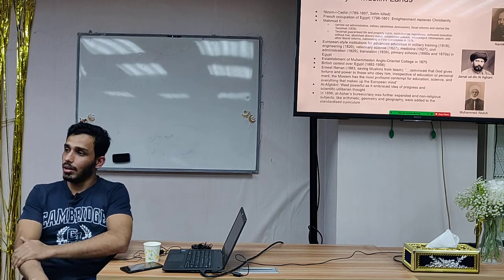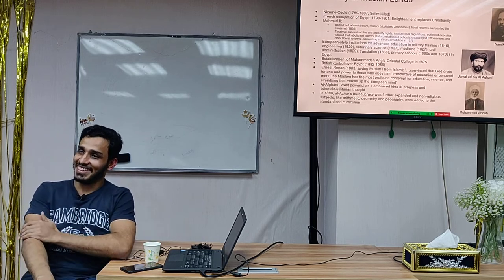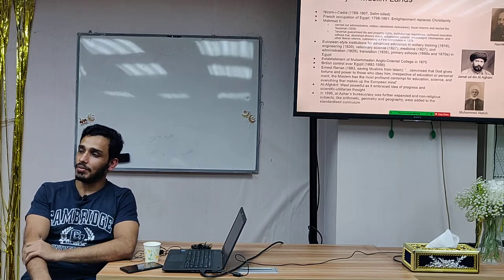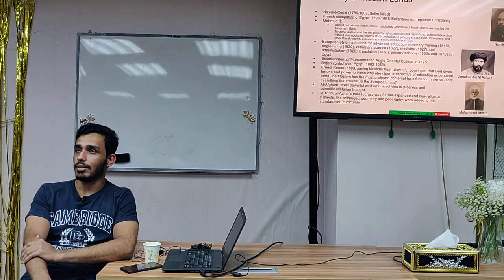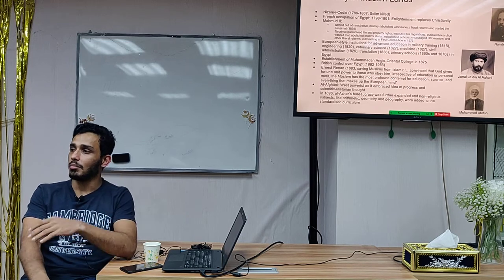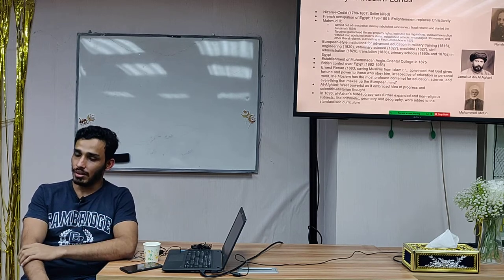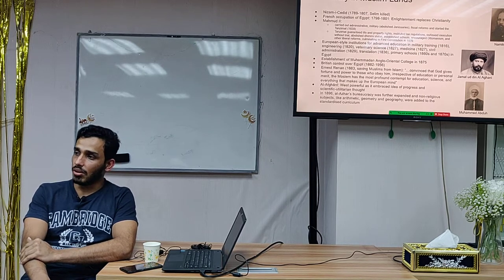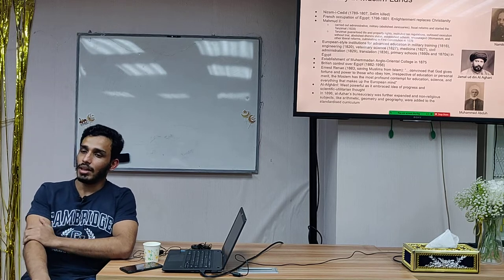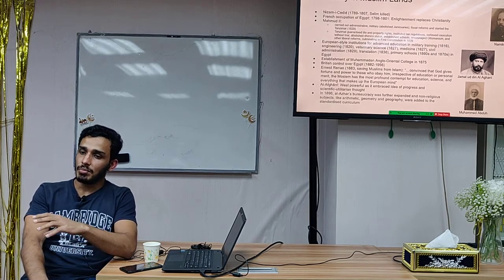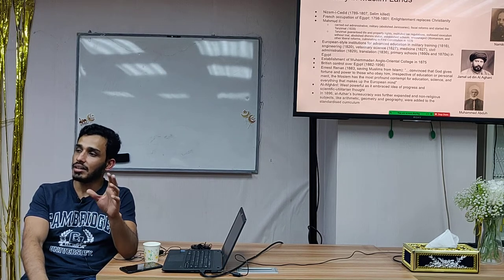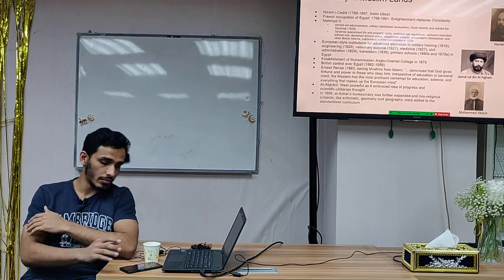Okay. Now, India. The British arrived in India in 1600, but they started getting control of Indian lands in 1757, beginning with Bengal, when Robert Clive defeated Siraj-ud Daulah. Slowly and gradually, Britain became the dominant power in India. By 1856, it controlled all of India.